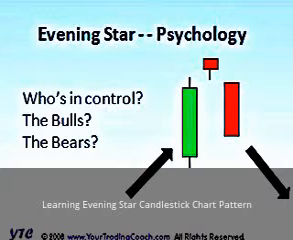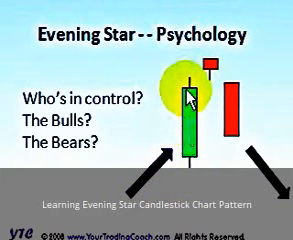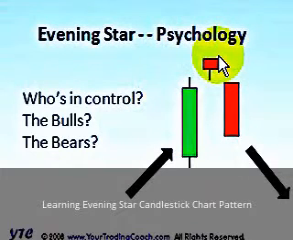Let's consider the psychology of the sentiment of the evening star and see who is in control this time, the bulls or the bears. The first candle continues the uptrend. Everything is looking really bullish at this stage. The second candle ideally gaps up at the open, continuing to look bullish. It's not essential to gap up and not possible in some markets and some time frames, but if it does, the bullish trend appears to be continuing.